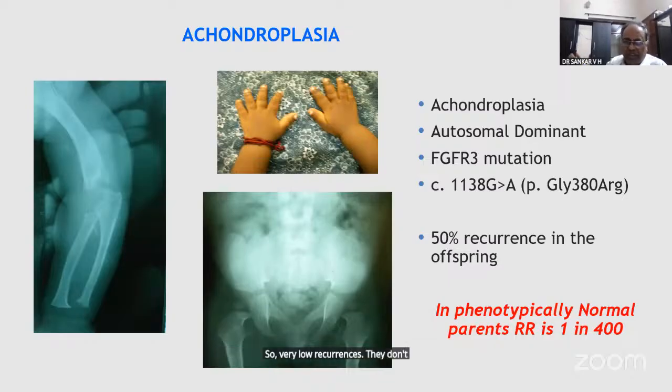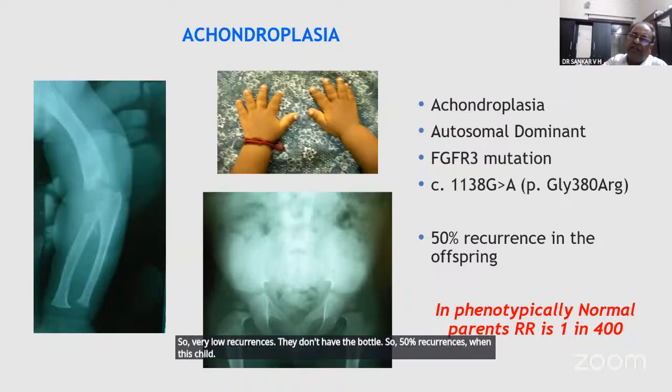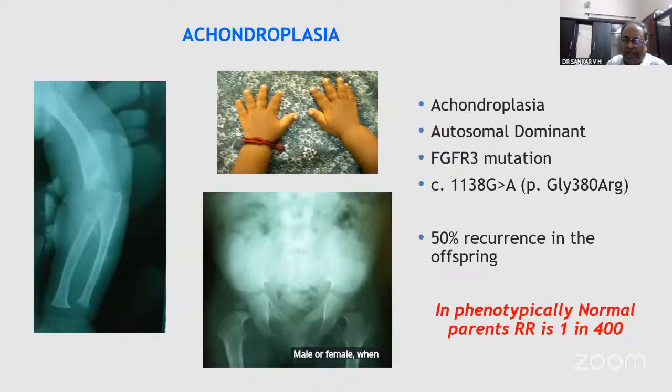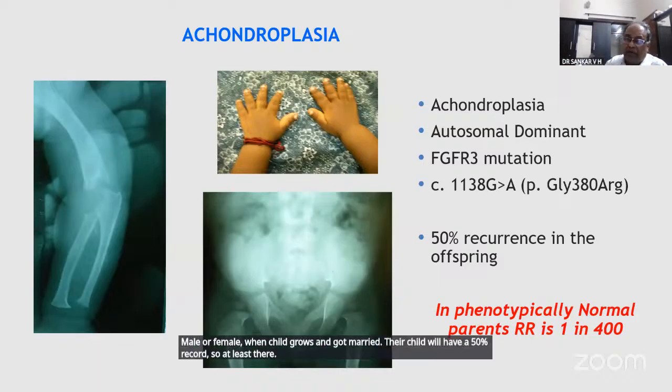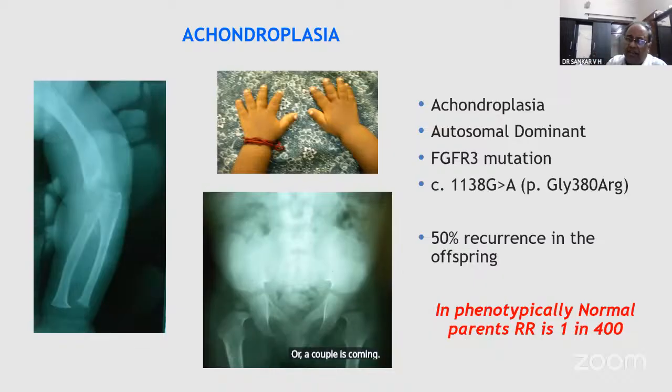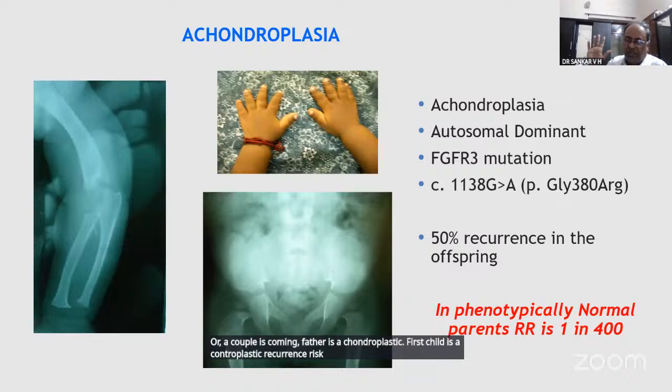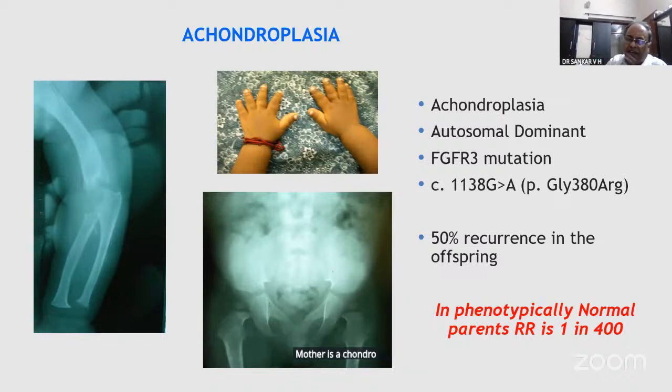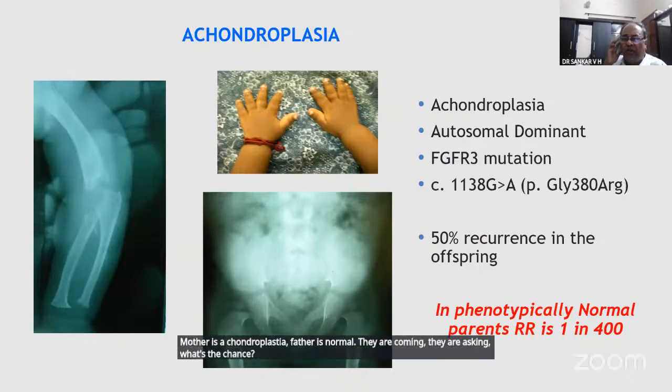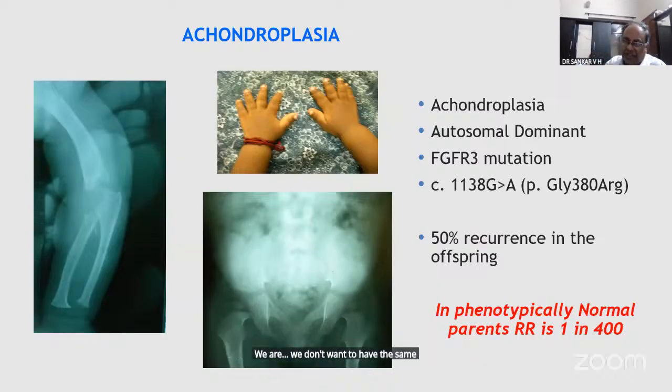They don't have to bother. But there is a 50% recurrence risk for this child, male or female: when the child grows up and gets married, their child will have a 50% recurrence risk. Or a couple is coming, the father has achondroplasia, the first child has achondroplasia, what is the recurrence risk? It is 50%. The mother has achondroplasia, the father is normal, they are asking what's the chance, we don't want to have the same child, then 50% recurrence risk.